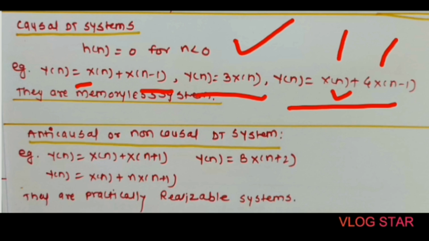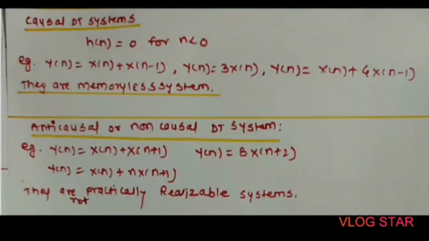Since our causal systems do not include future input samples, such systems are practically realizable. That means such systems can be implemented practically. Generally, all real-time systems are causal systems because in real-time applications only present and past samples are present. Since future samples are not present, so causal system is memoryless.